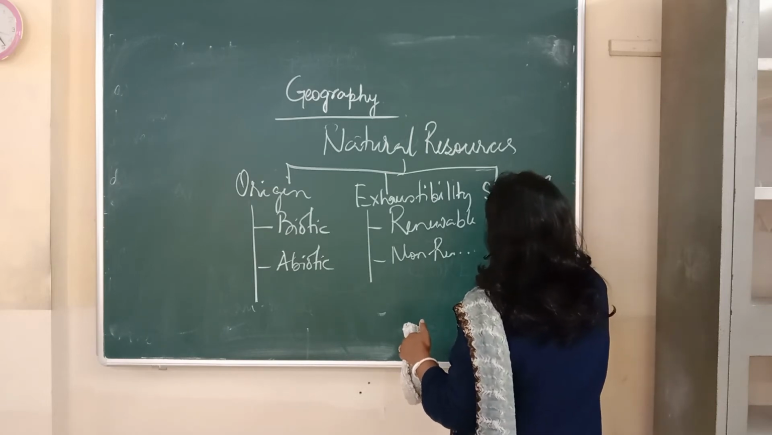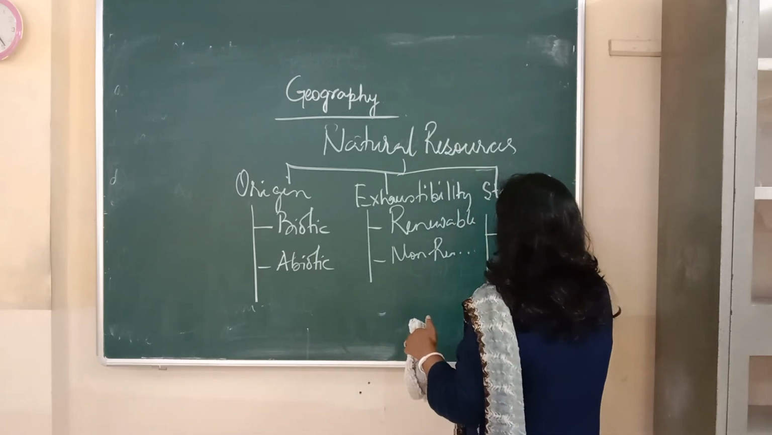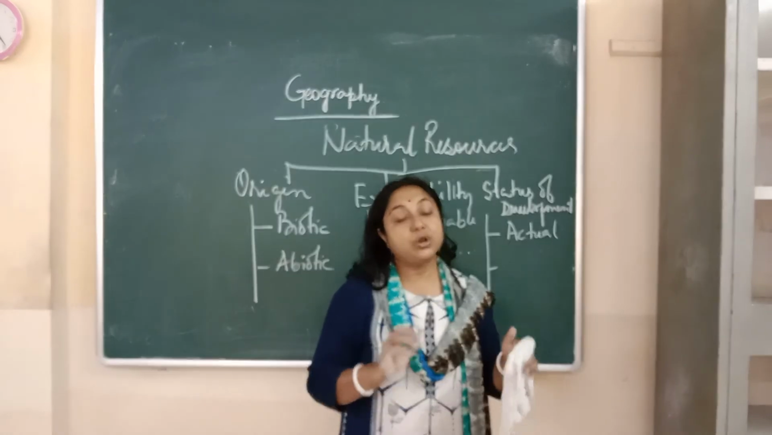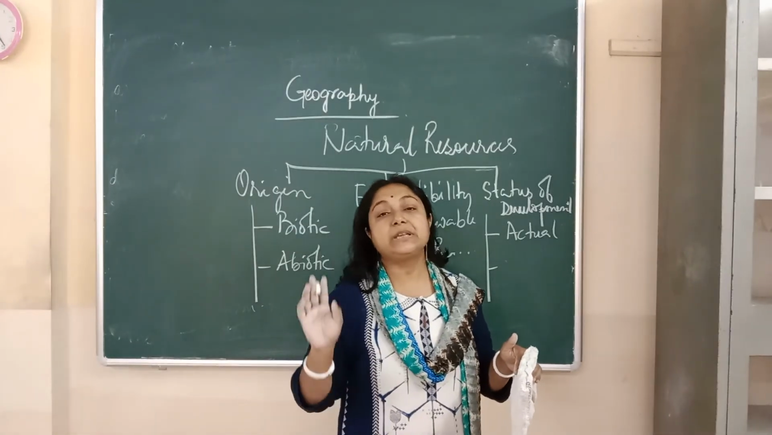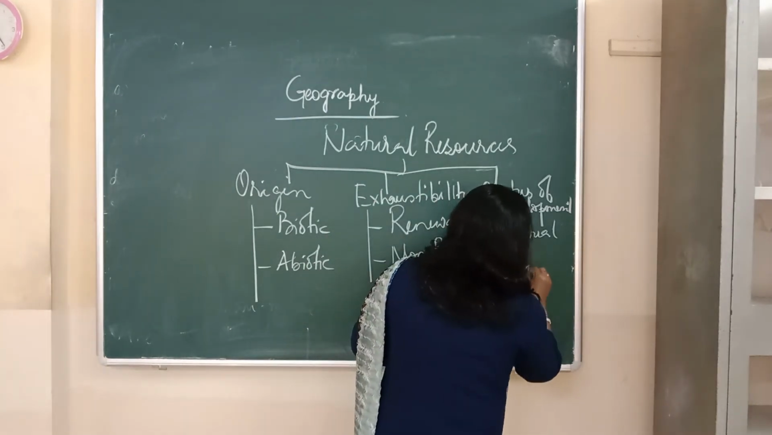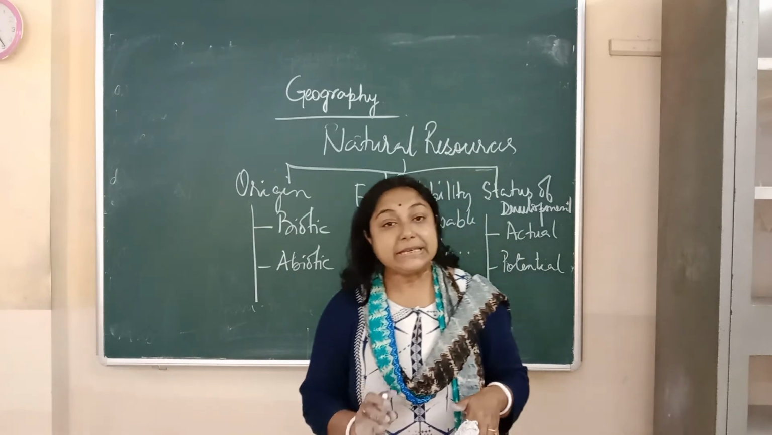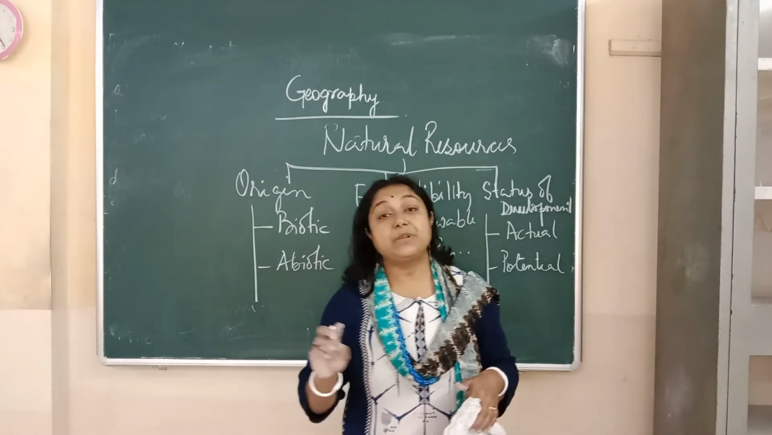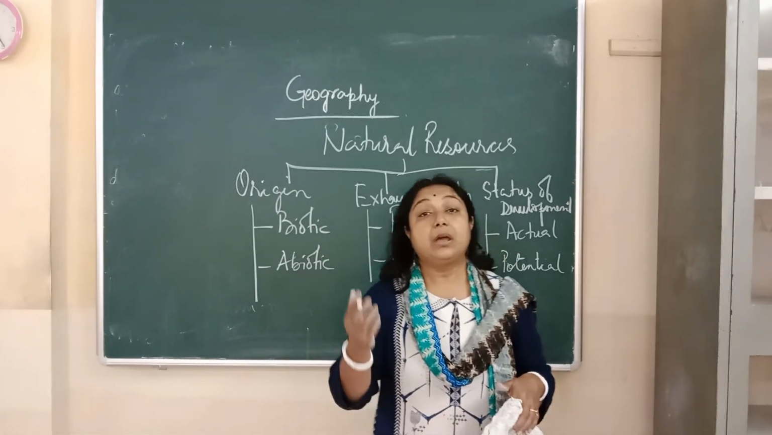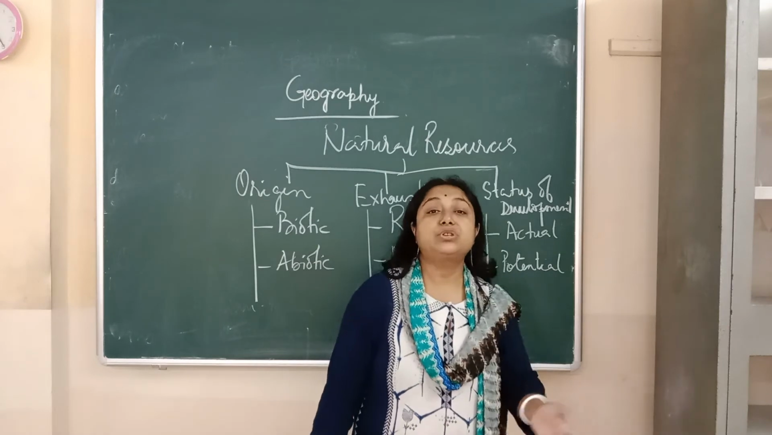Next comes status of development. Under status of development, again two types: actual or developed resources, which are already developed, whose qualitative and quantitative assessment is already done, are known as actual resources. Your mineral resources will come under this. Then potential resources. Potential resources are those resources which are there in nature but we are not using. The qualitative and quantitative assessment of these resources is not done. Like, for example, the wind and solar resources of some parts of Rajasthan or Gujarat may come under potential resource. These resources can be used in the near future.